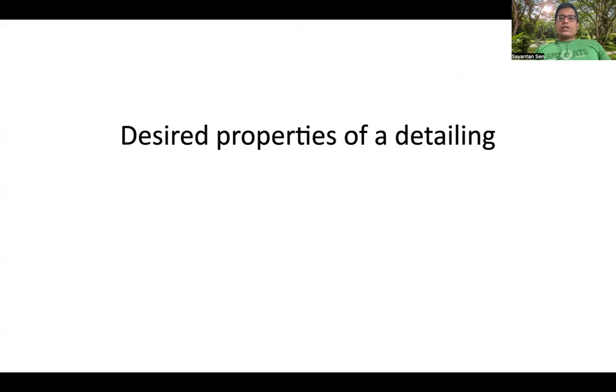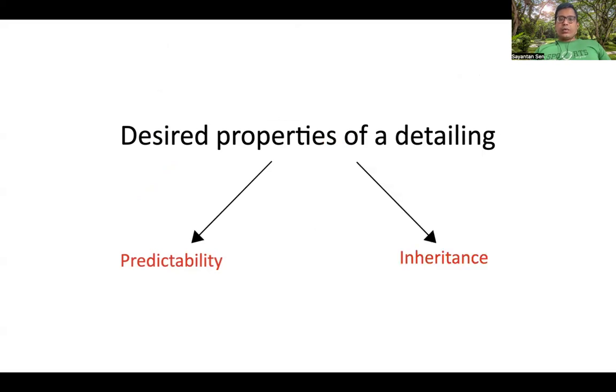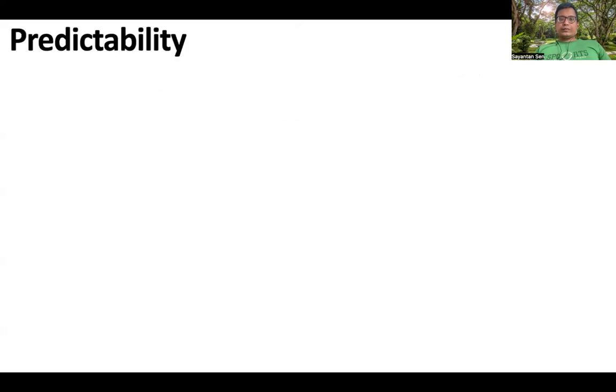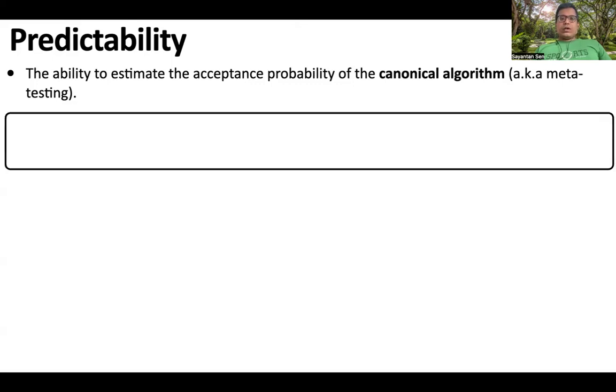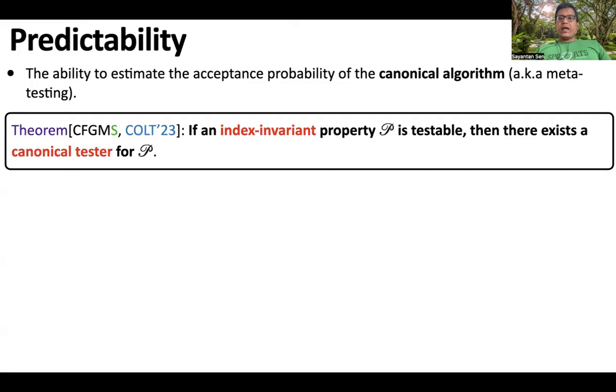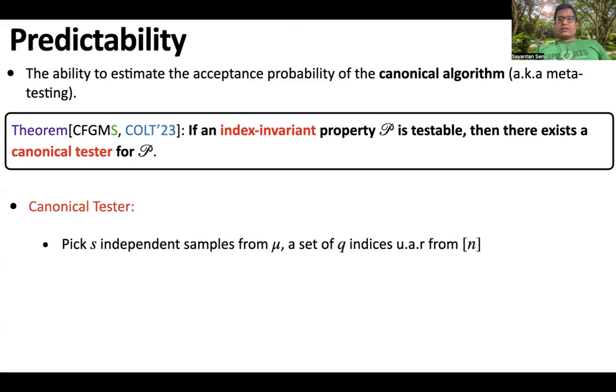Now, for our purpose, we need two properties of detailing, namely the property of predictability and the property of inheritance. So what are these properties? Let us start with the notion of predictability. Predictability captures the problem of estimating the acceptance probability of a distribution by a canonical tester. Just to recall what I have said a couple of slides back, in a previous work we proved that if an index-invariant property is testable, there is a canonical tester for that property. And the canonical tester is extremely simple.